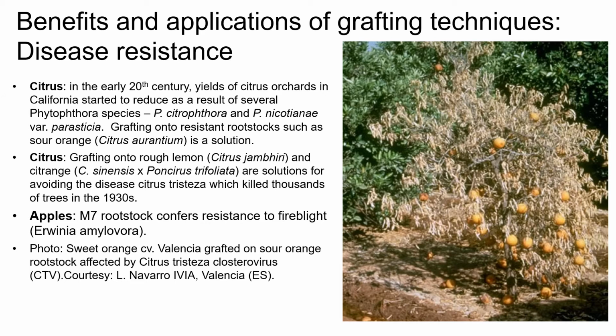In apples, the M7 rootstock confers resistance to fire blight, which is a highly infectious bacterial disease caused by Erwinia amylovora. It attacks many plants in the rose family, but is most economically devastating on apples and pears. The photo on the right here shows a Valencia orange, which was grafted onto sour orange rootstock that has died as a result of Citrus tristeza.